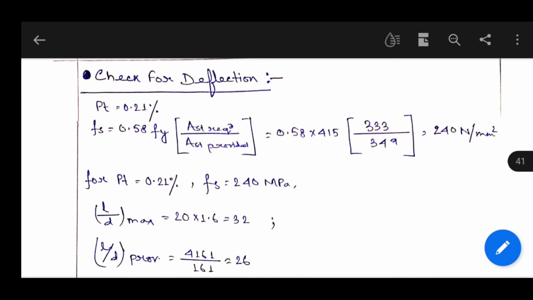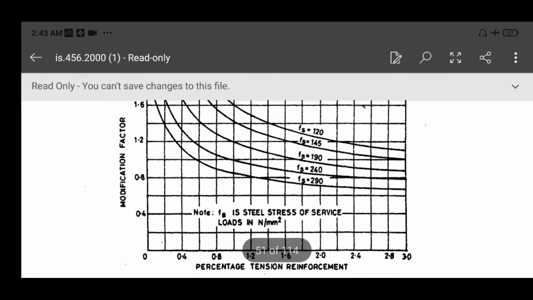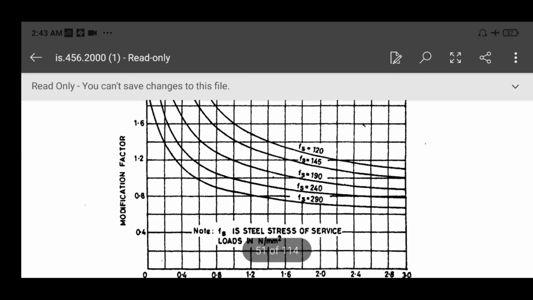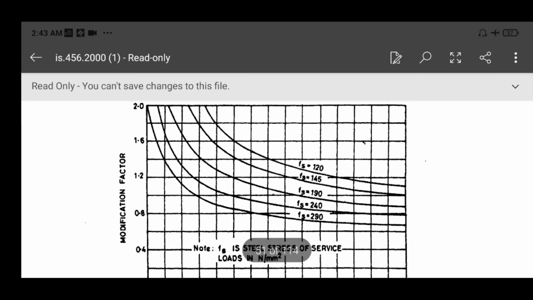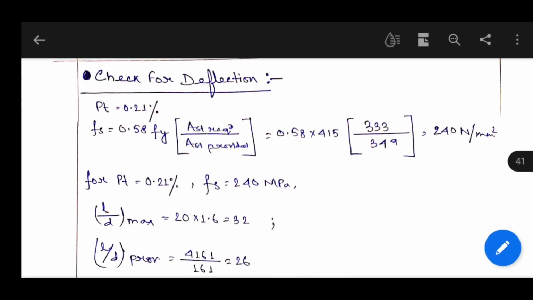So we have to find out the modification factor for percentage of steel 0.21 and Fs 240 MPa. So let's check figure 4 of IS 456-2000. So this is figure 4 of IS 456-2000, Fs is 240 and percentage of steel is 0.21. So from these two we may find out the approximate value of the modification factor. So the modification factor is almost 1.6.